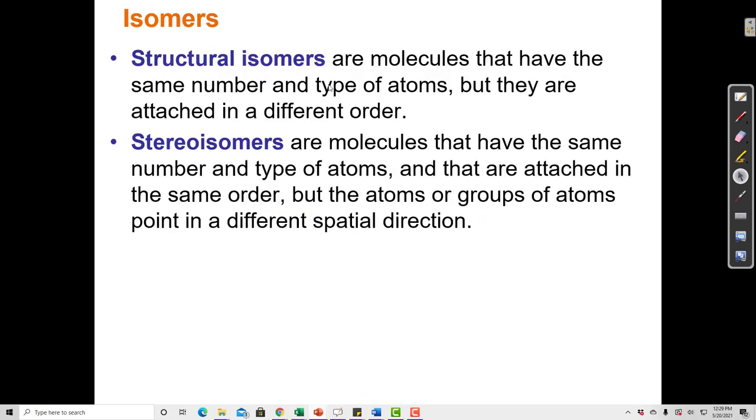All right, so structural isomers are molecules that have the same number and type of atoms, but they're attached in a different order. So we saw that C4 is connected to C2, or C4 is connected to C3. The connectivity of the atoms is different. And stereoisomers are molecules that have the same connections, same number and type, attached in the same order, so the same connectivity, but the atoms or groups of atoms point in a different spatial direction. So the bond angles are different. Although the atoms are all connected to the same atoms in both molecules, the bond angle might be 90 or the bond angle might be 180, or the bond angles might all be exactly the same. They might be identical between the isomers, but they're as different as your left hand and your right hand, and they don't fit on top of each other. And we call those stereoisomers.